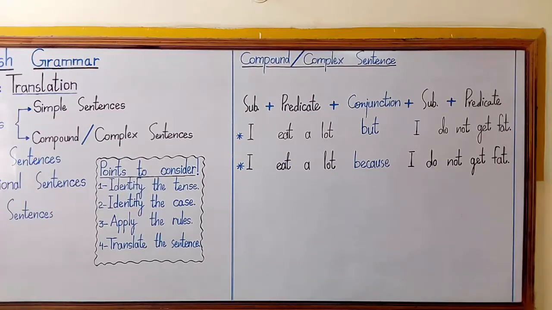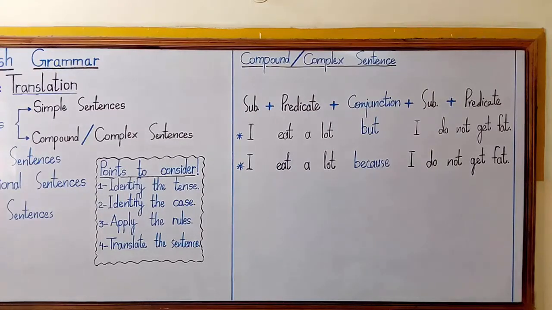Right? So there are two sentences given on the board. I eat a lot but I do not get fat. I eat a lot because I do not get fat. See, the simple sentences given in both examples are exactly the same. I eat a lot, I eat a lot. I do not get fat, I do not get fat.